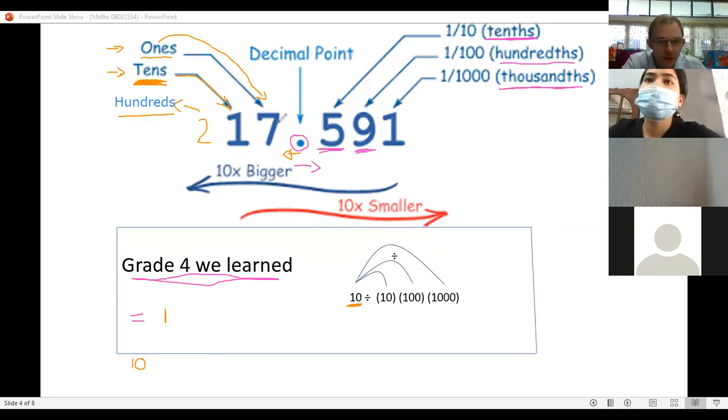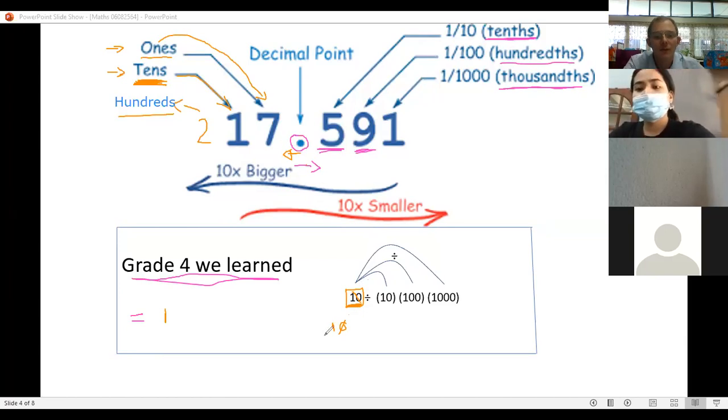So let me do it a little differently. Let's do from this 10 we have here, we divide it by 10. So what that means is we take 1 zero away. We have 10. We take 1 zero away.